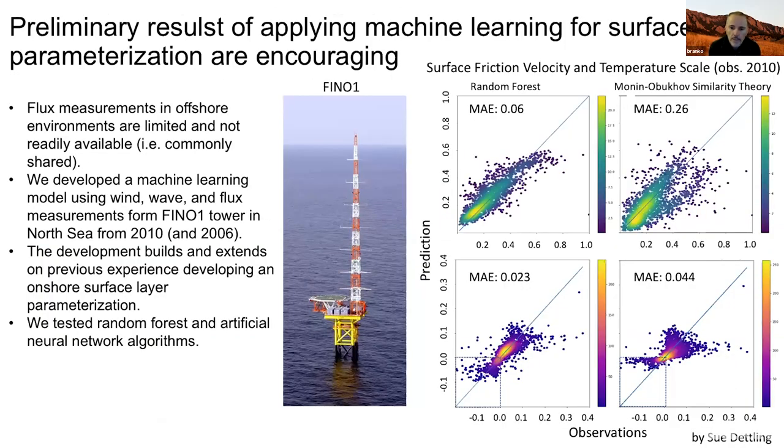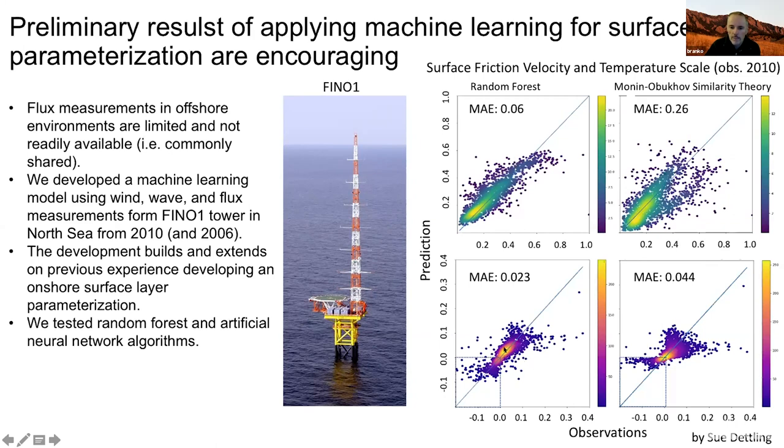We have been working, I think Sue mentioned that, and there'll be another talk, on applying machine learning for surface layer parameterizations in offshore conditions. Again, for that purpose, we use observations from the Fino tower. Here I show on the top two panels a comparison of Monin-Obukhov on the right to machine learning prediction of surface friction velocity. We see that machine learning can significantly reduce mean absolute error. The same goes for temperature scale, with significantly lower error.